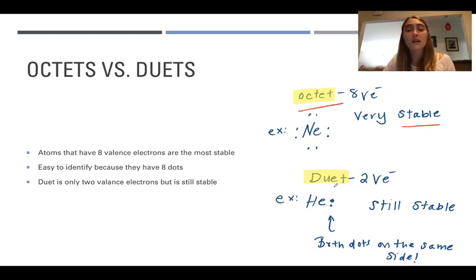Now, some elements are happy with just a duet, and a duet basically is just 2 valence electrons. It means it's still very stable. It doesn't need to have its octet. It can't have an octet, but it will still reach the same level of stability having just those 2 valence electrons, and helium is an example of that.